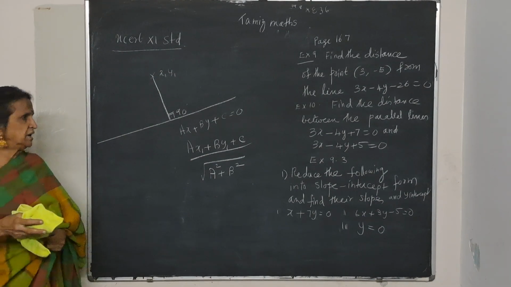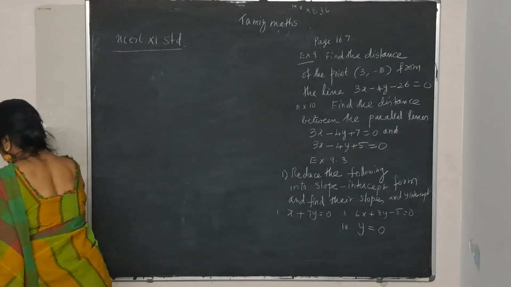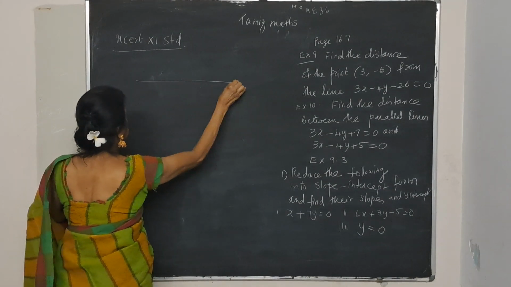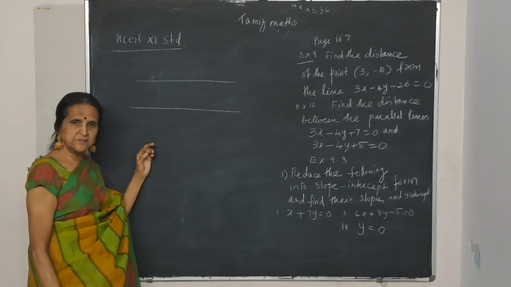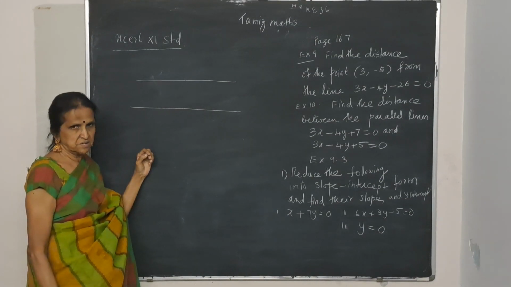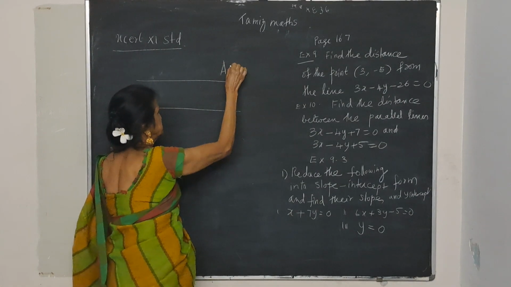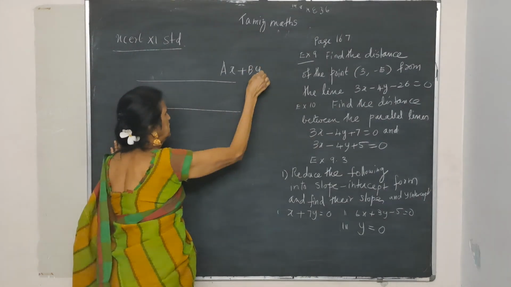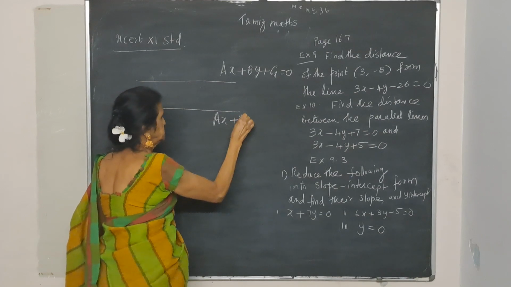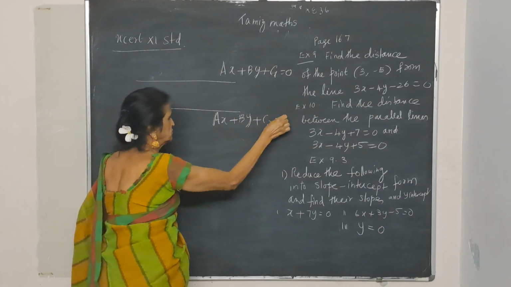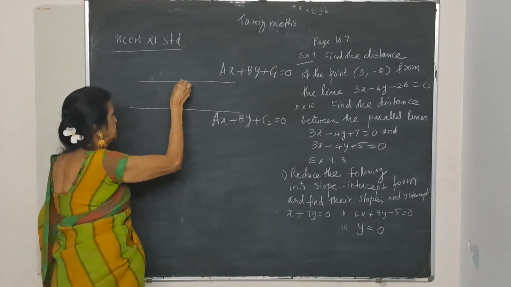So what is the second formula I am going to use? If two lines are parallel, the two parallel lines will differ only by a constant, because the slope of two parallel lines will be the same. Let us say this line is ax plus by plus c1 equal to 0, and this line is ax plus by plus c2 equal to 0. Let us say these two are parallel lines. This is the distance between the two parallel lines.